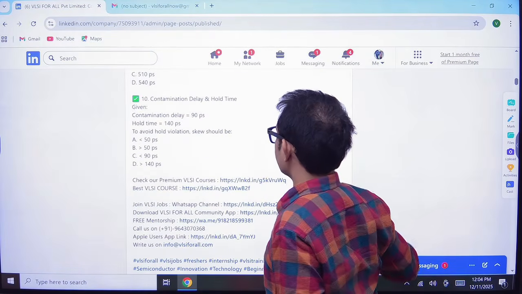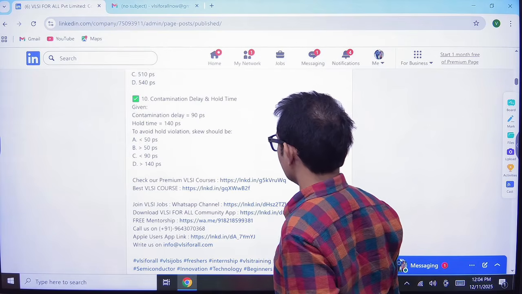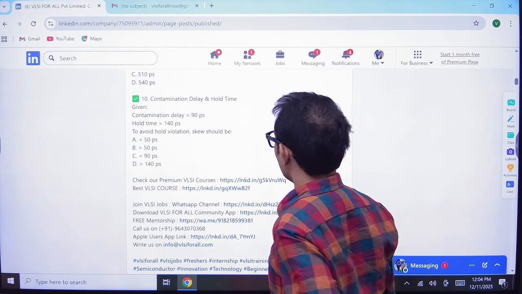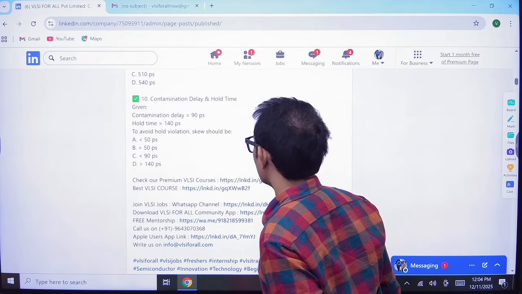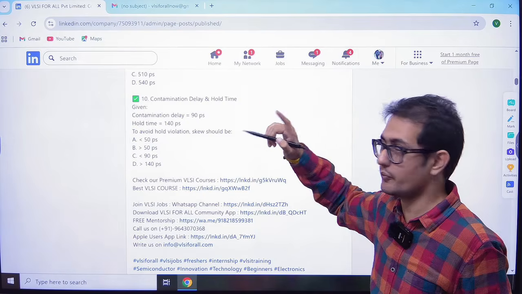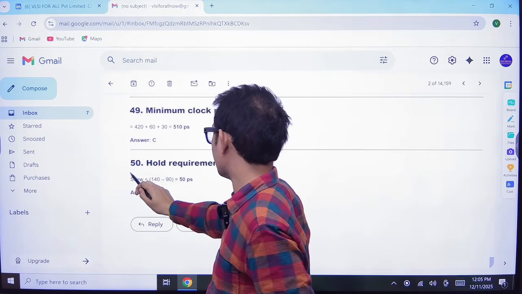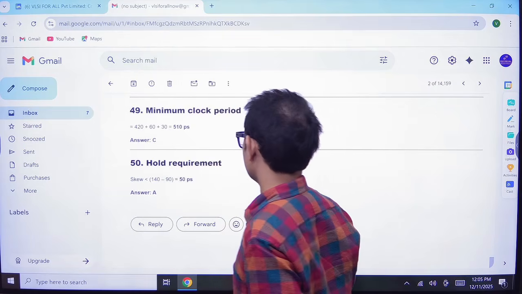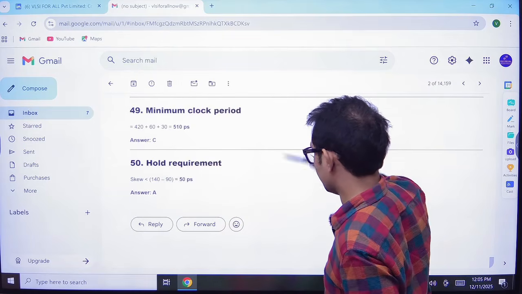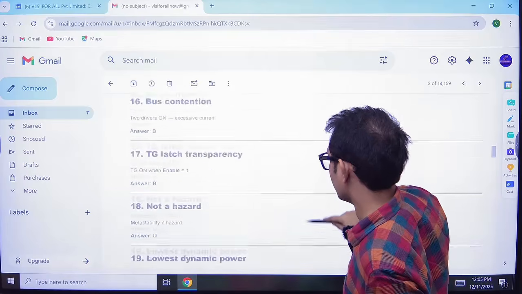Last question of this series is contaminated delay and hold time given. Contaminated delay 90 ps, hold time 150 ps. To avoid hold violation, skew should be, again the same question that we have marked in part 1. This is a complete formula based question, right? I will see this thing also in part 1 or part 2.